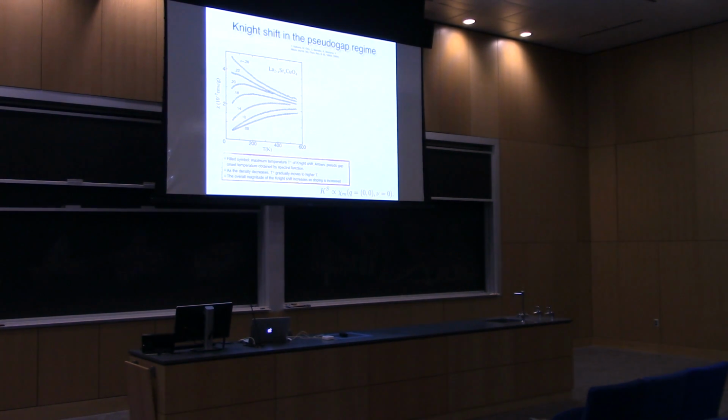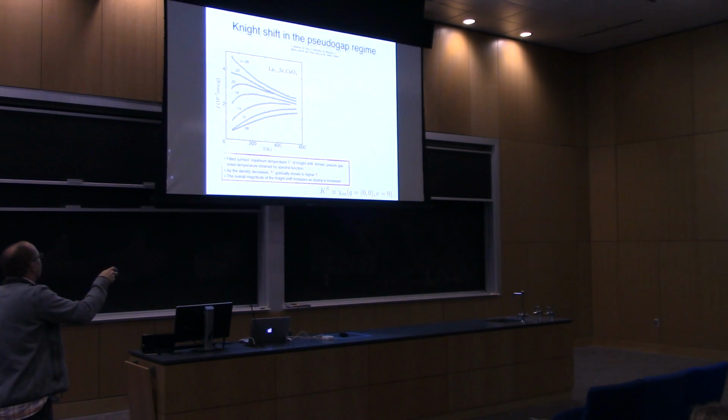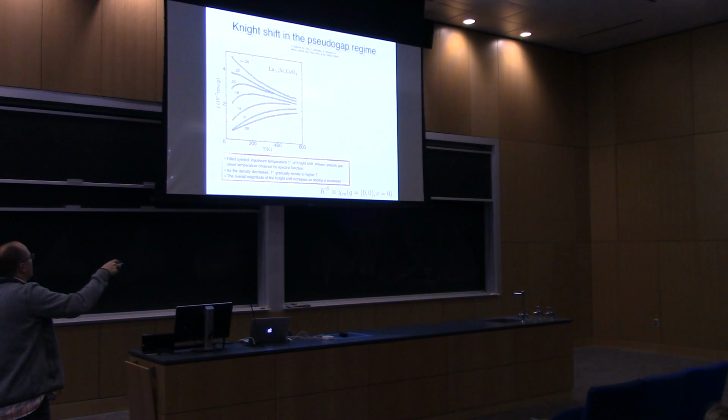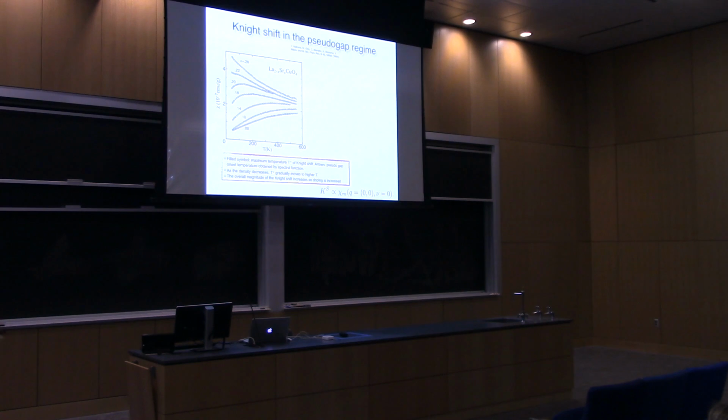Now in experiment, what you see here is the Knight shift as a function of temperature, and plotted here for different doping curves. You can see that in the underdoped, the Knight shift shows this very clear suppression, goes down here. In the overdoped, that Knight shift goes up towards large values. Here is what we're finding in simulation.